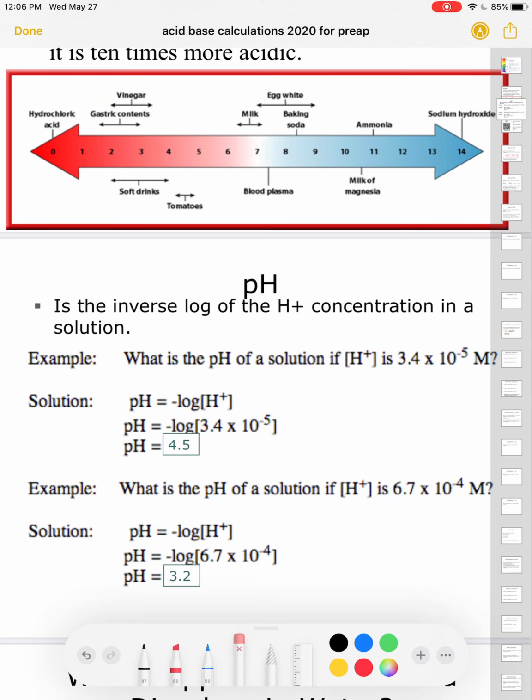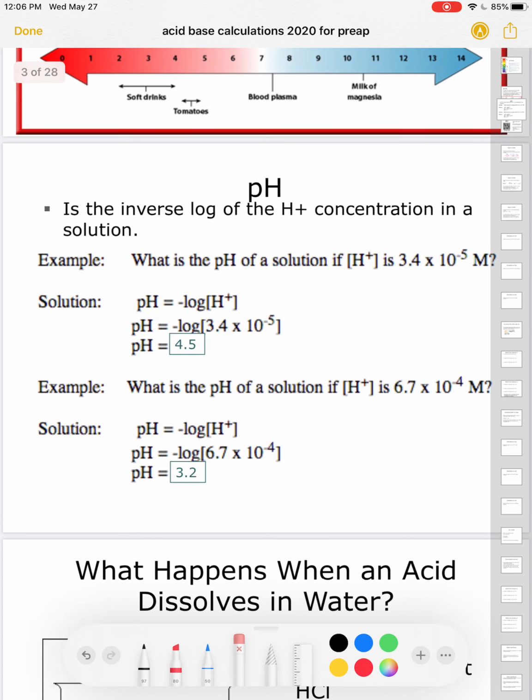Okay, so if you want to take the pH of something, and you're given the H plus concentration, which, by the way, you can say in any calculation, H3O plus basically means the same thing as H plus for our purposes in this class. You'll learn something slightly different in AP chemistry, but for our purposes, just assume that. So the pH of something is equal to the negative log of the H plus concentration.